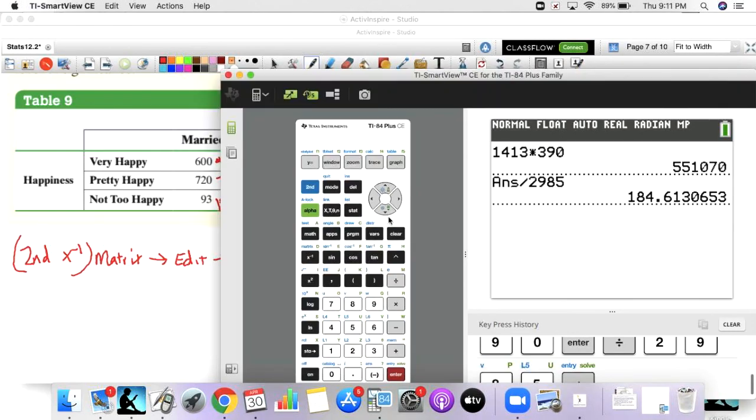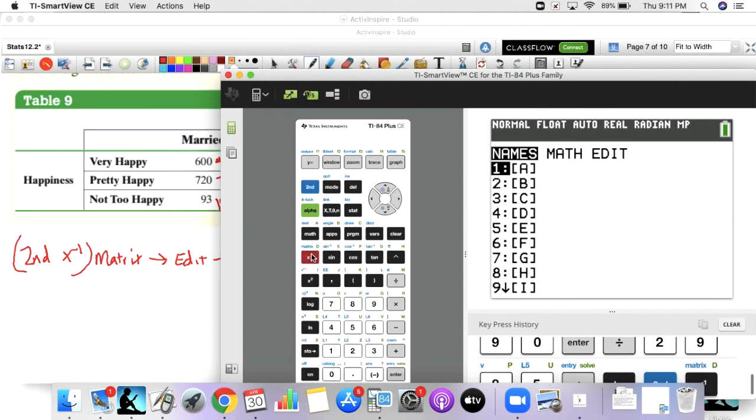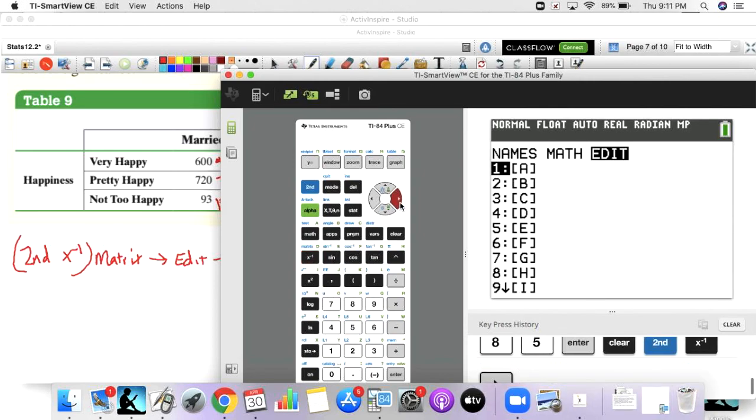So we'll clear this out. You can see right here it says matrix. See how it's over the inverse X button? So I'm going to go second, matrix. And you can see right here, boom, it's not names. Names is how you pull up the labels. We want to go over to edit. So you press over twice, and we're going to edit A.